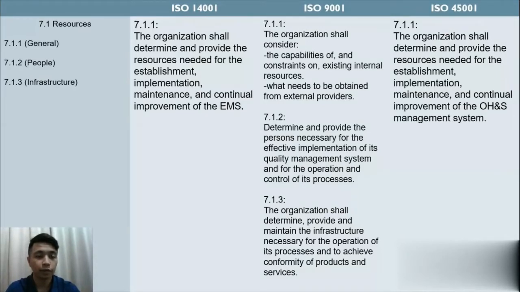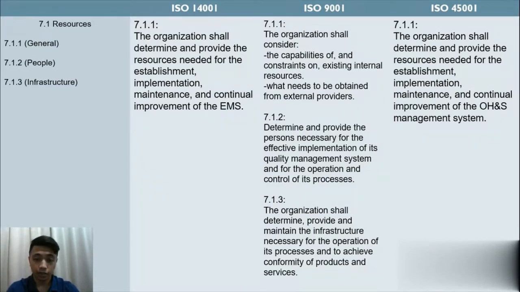Today I'm going to share what's inside clause 7 in the ISO 14001, 9001 and 45001 documents, which is support. Okay, 7.1 is about the resources. The general requirement is that the organization shall determine and provide the resources needed for the establishment, implementation, maintenance, and continual improvement of the management system.